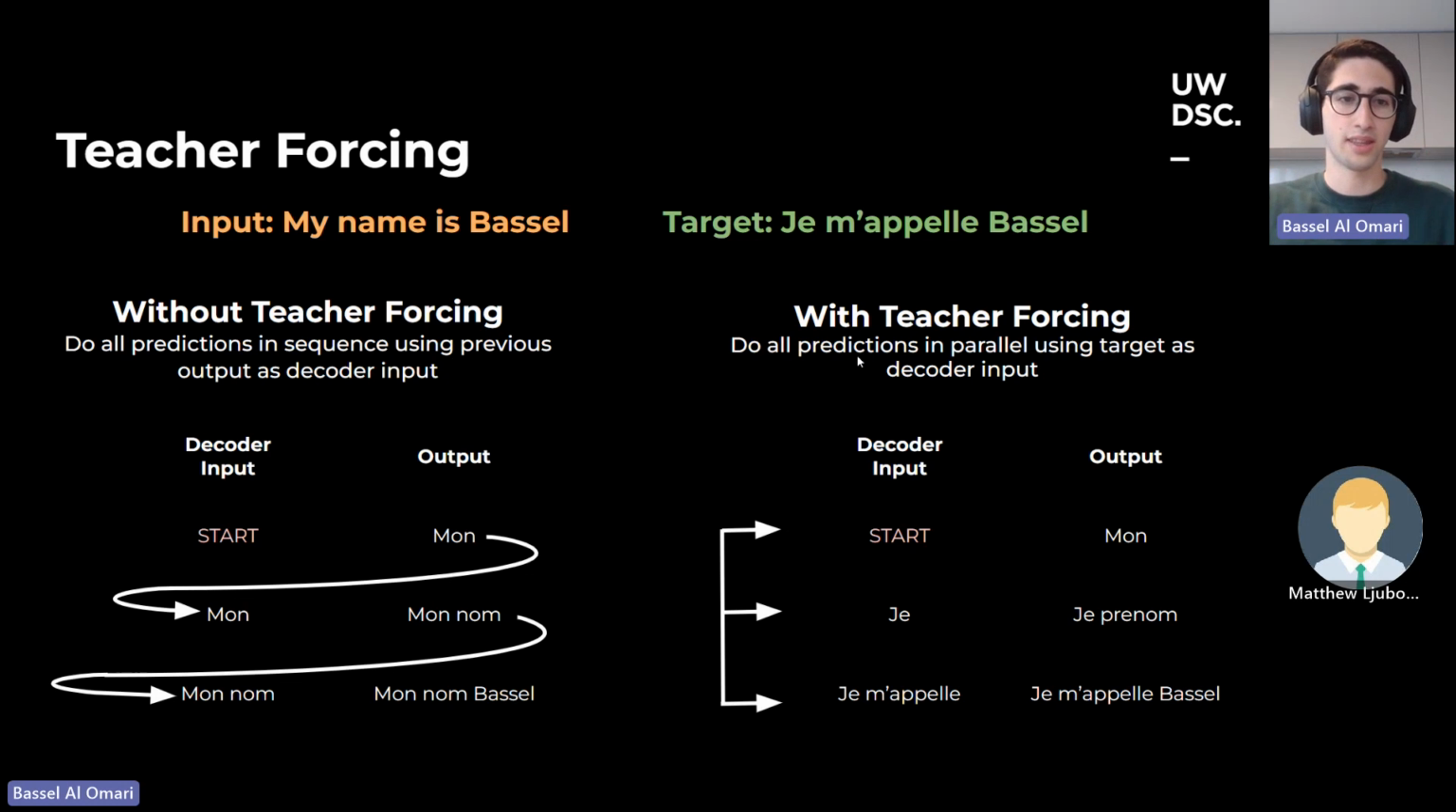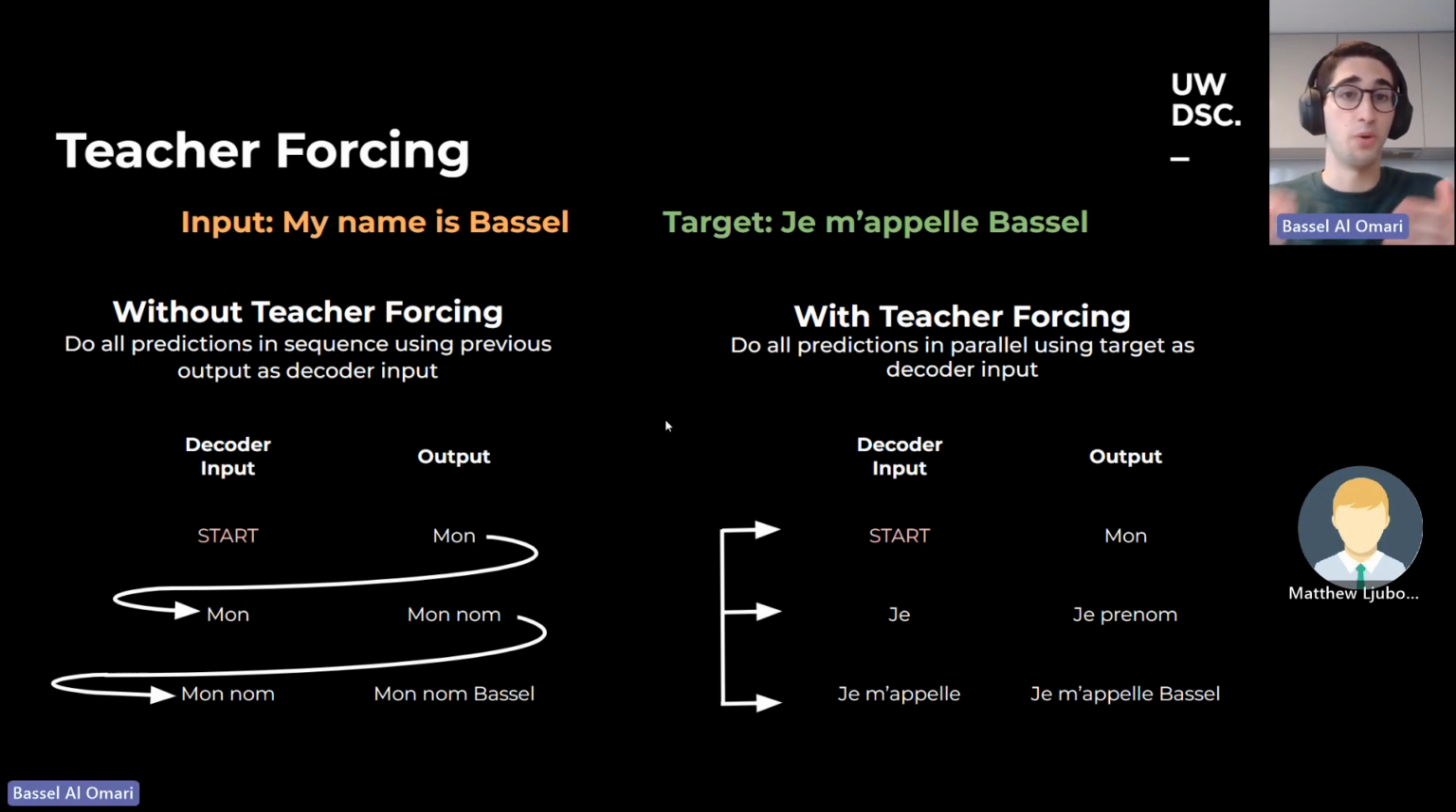Let's take a closer look at this through another example, which is still a translation. Say we have the sentence in English, which is, my name is Basil, and we wish to translate it to French. We know, since this is a supervised way of training, we know what the output sentence in French should be. It's je m'appelle Basil.